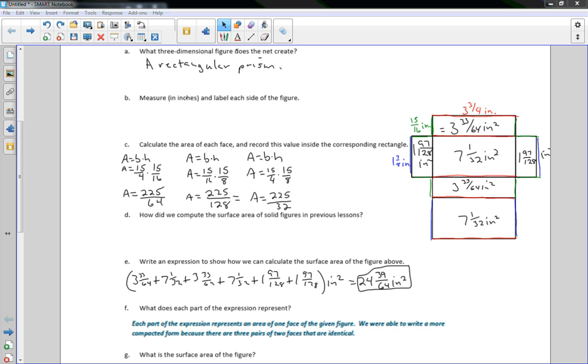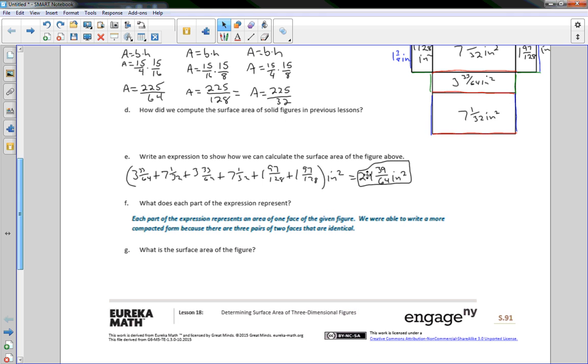We were able to write a more compact form because there are 3 pairs of 2 faces that are identical. So what I could have done was said 2 times 3 and 33/64 plus 2 times 7 and 1/32 plus 2 times 1 and 97/128. We could have written it that way as well. So it says, what is the surface area of the figure? Okay, the answer to that is right here. So I'll just bring that down here because that problem did not ask for the answers. It asked for the expression. Write an expression. Okay, so I should focus on that. It says expression. This is an expression. This is what it's equal to.